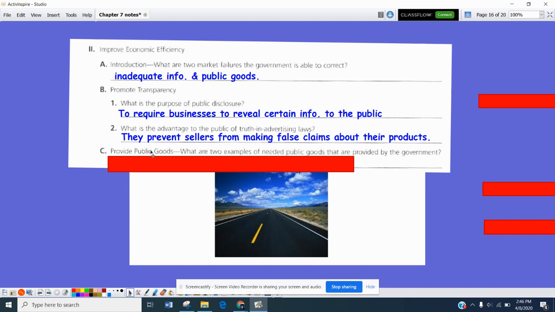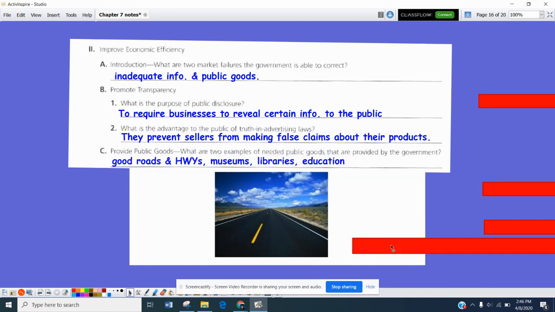Providing public goods. Two examples of needed public goods that the government can provide: roads and highways. Certainly governments do a much better job providing that than individuals, but they can also provide other things, things that we can enjoy like museums and libraries. But education is also one of those things that the public can enjoy as a result of the government, and that's through the use of public schools and public universities.